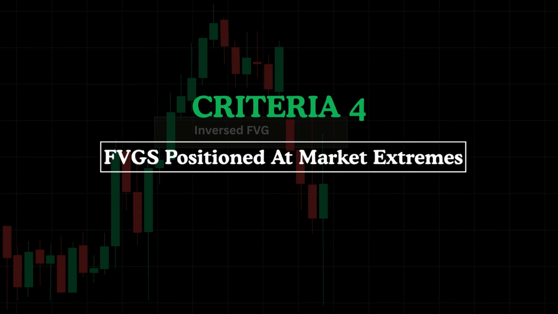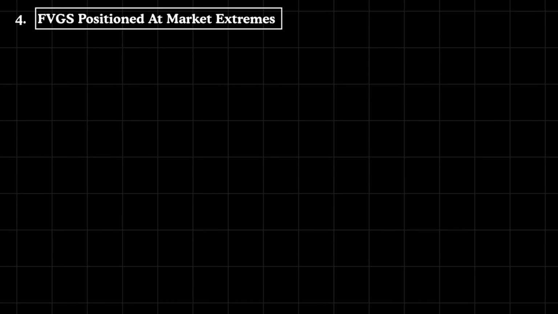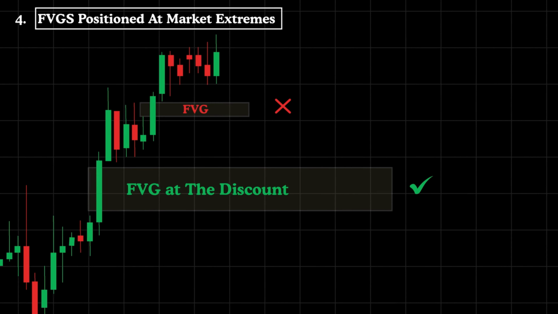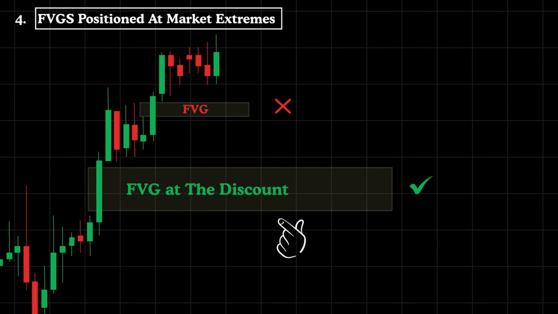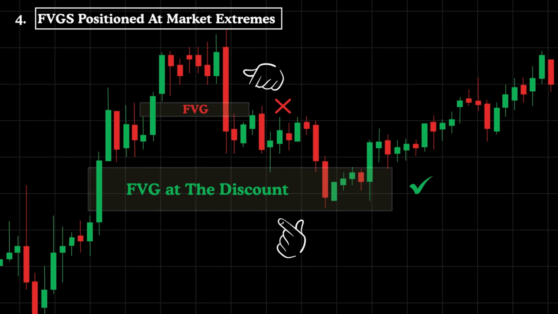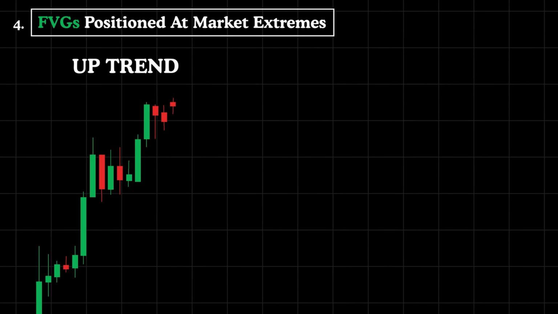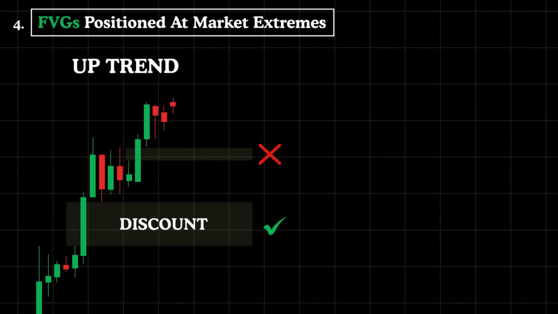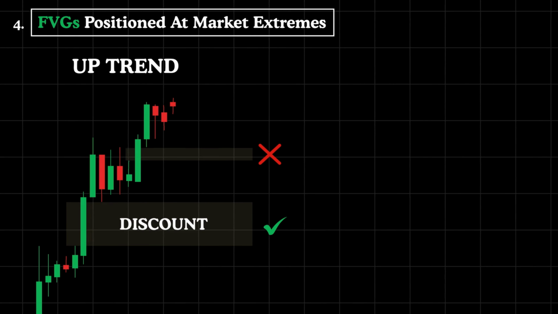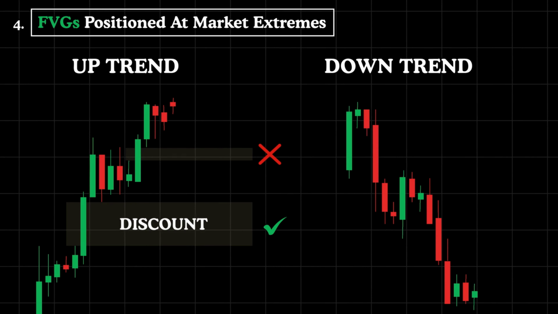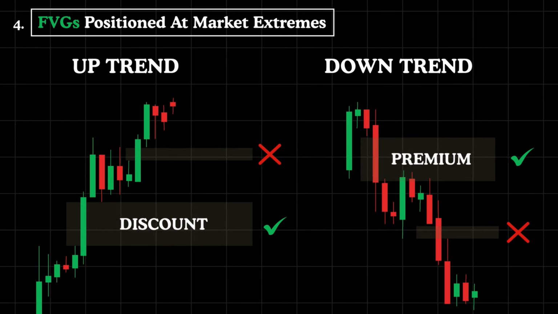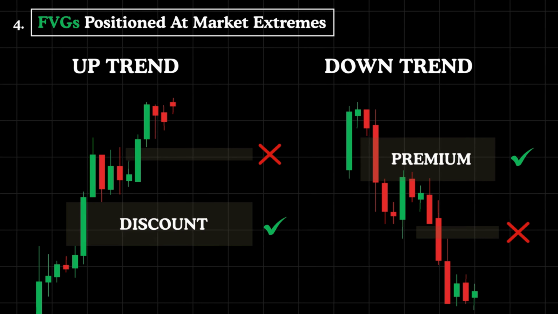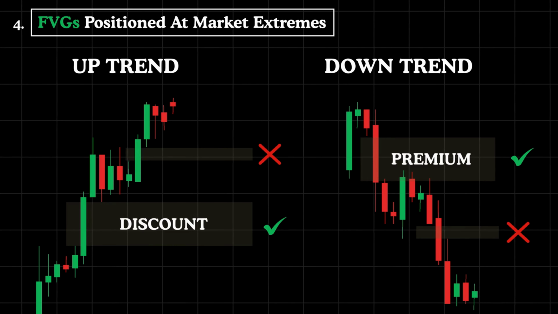The last criterion is FVGs found at market extremes. Fair value gaps situated at market extremes usually provide the most dependable setups. These spots, either at the top or bottom of a market swing, are much more significant than FVGs forming in the middle of a range. In an uptrend, you should target FVGs that develop in discount zones, as these often present the best entry points for long trades. On the flip side, in a downtrend, focus on FVGs sitting in premium zones to pinpoint high-quality shorting setups. These strategic levels help you maximize your risk-to-reward ratio and keep you aligned with the main market trend.